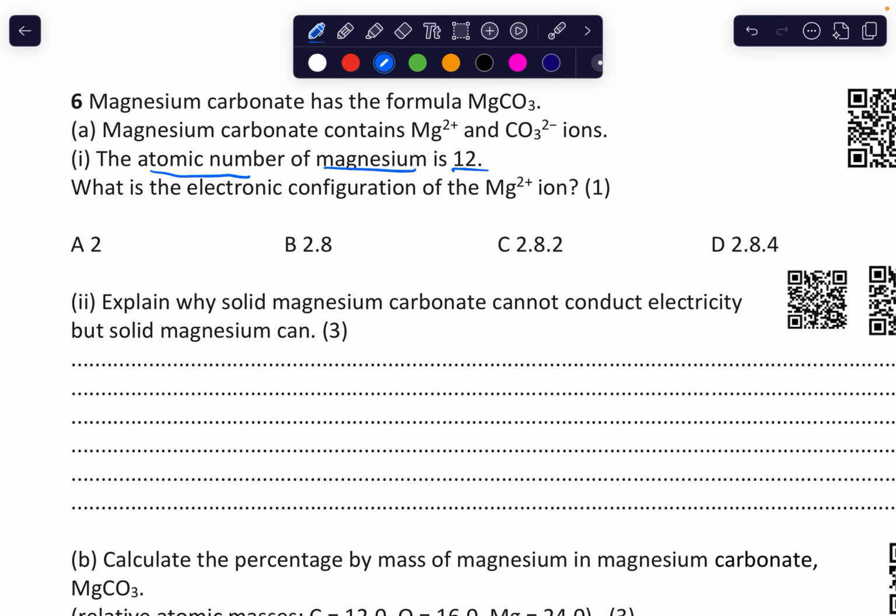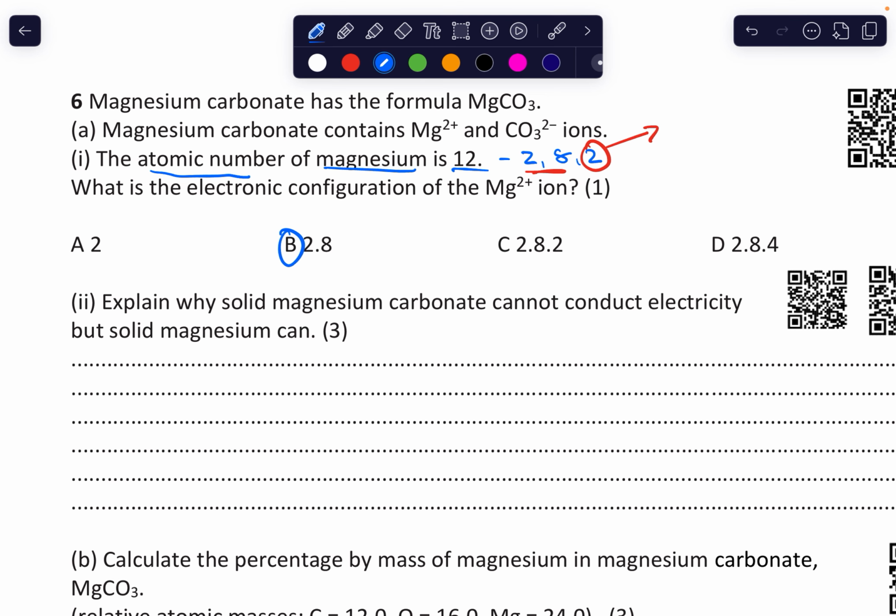So let's just work on this 12 for the atom. If we have 12 electrons, they are arranged 2, 8, 2. That's not stable. So to form an ion, it will lose those 2. That means the ion has an arrangement of 2, 8, and hopefully that is one of the options, and it's option B.